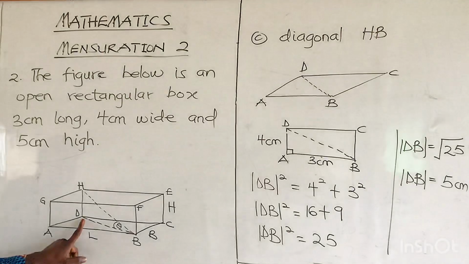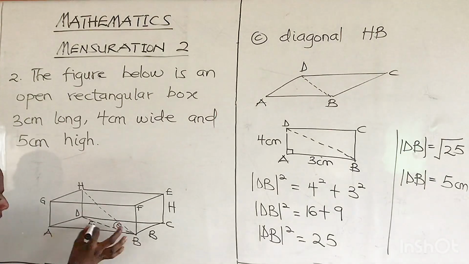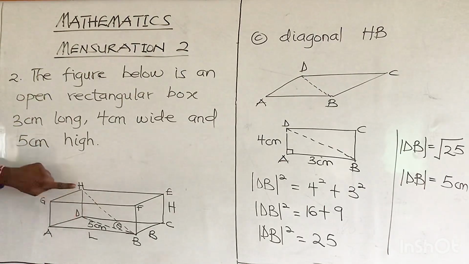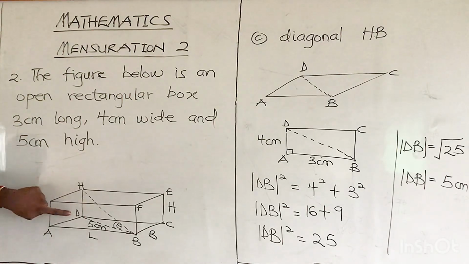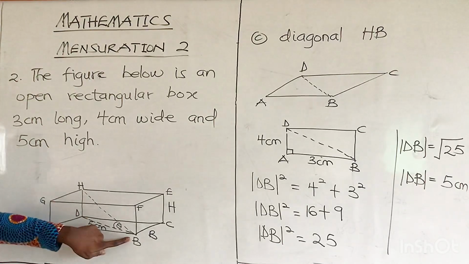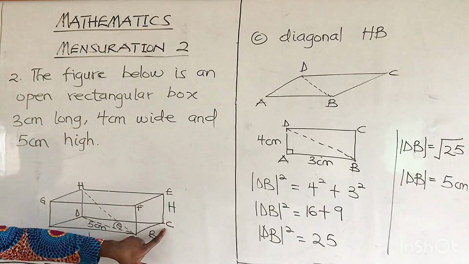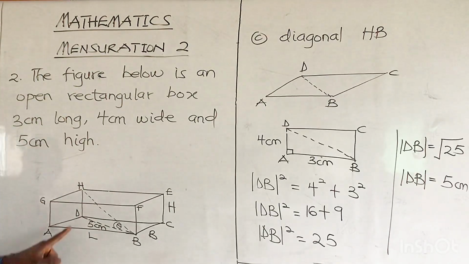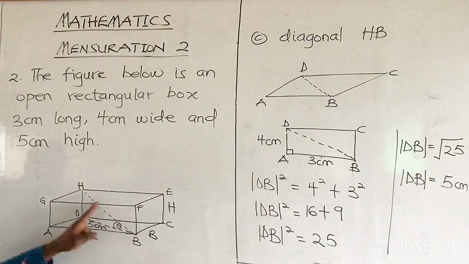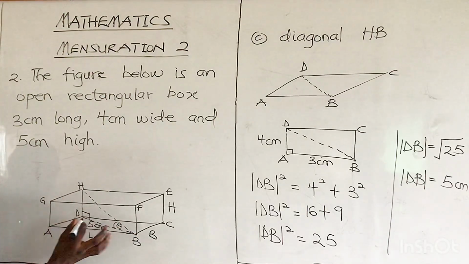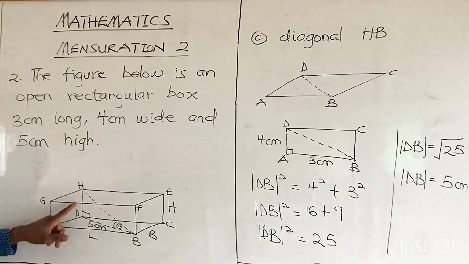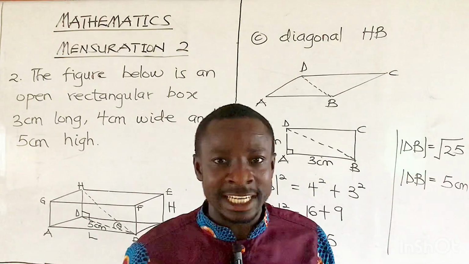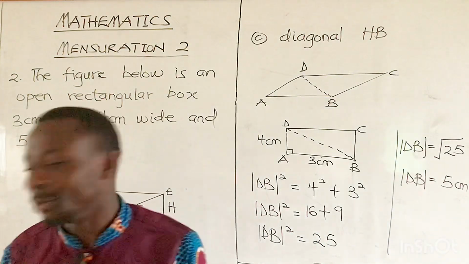Since we have DB to be 5 centimeters and we have HD to be the height, now HD is the same as FB and is the same as EC, and they are all height. We have the height to be 5. So from here we are going to pick this triangle, which is also a right angled triangle. So we are going to use this right angled triangle to find the side HB. So viewers, let's move on.